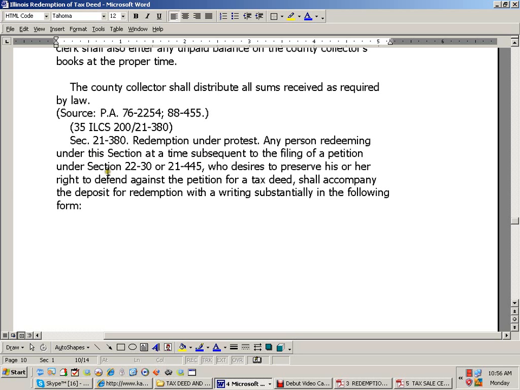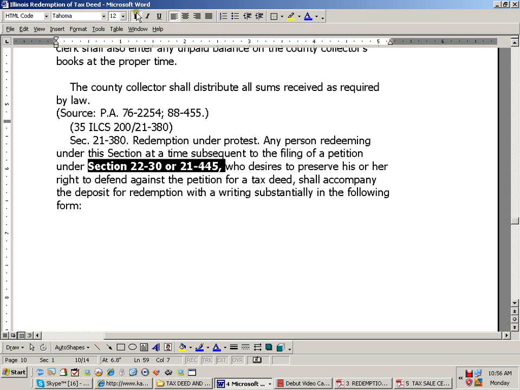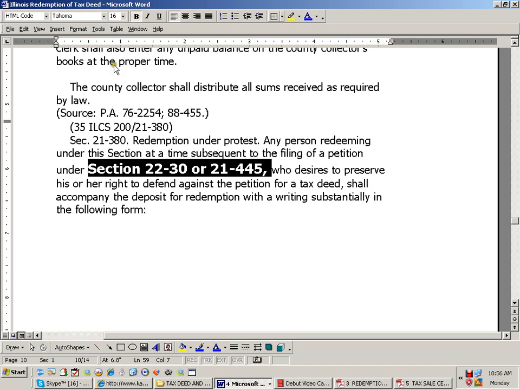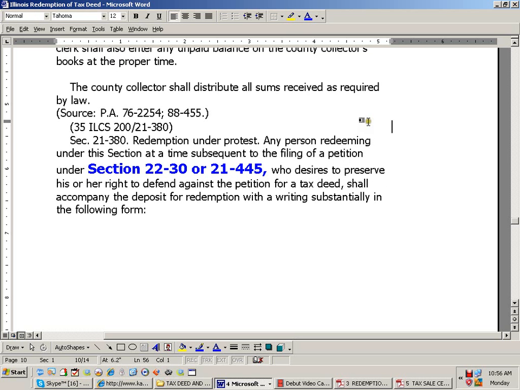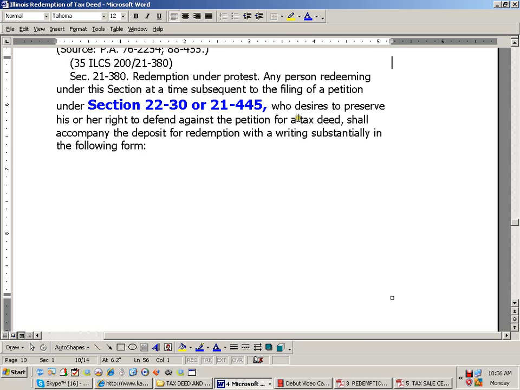So we need to go look at 22-30 and 21-445. Highlight those for later. All right, that'll tell you how the petitions got filed. Who desires to preserve his or her right to defend against the petition for a tax deed, because I think that's what they did with the lis pendens, right? They filed a petition for the tax deed.